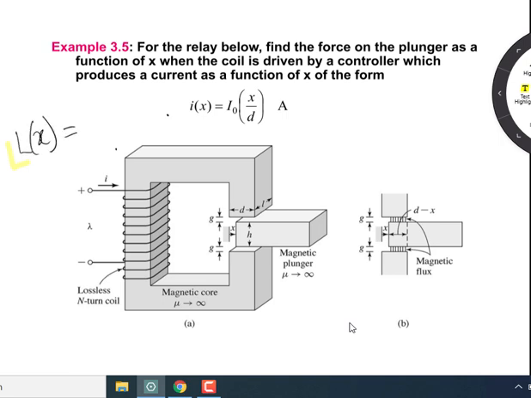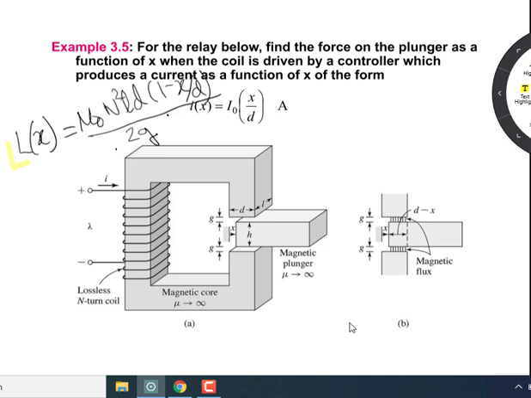L(x) is equal to what? As we know, it is mu 0 N squared D L (1 minus x by d) divided by 2g, where g is the air gap. And this formula we have already discussed in our previous session.